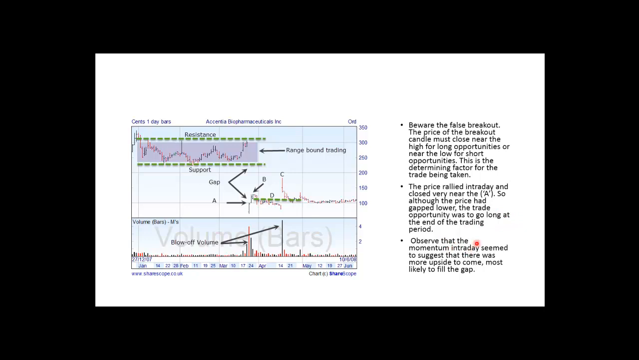Observe that the momentum intraday seemed to suggest that there was more upside to come, most likely to fill the gap. So you notice how even though the price fell, we were going long and not short on this breakout. And why? Well, because after the price fell, it closed near its highs for the day, which suggests there was a lot of buying pressure. People think, oh, it's been overdone. And such gaps often close. In other words, the price often trades up to them as well.